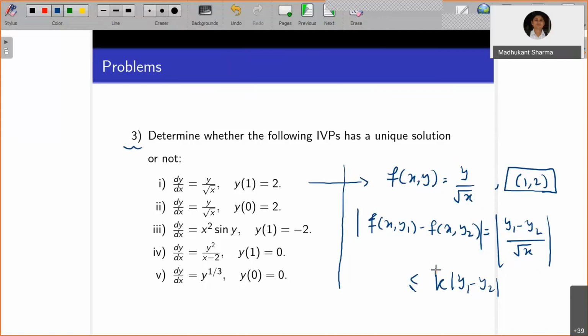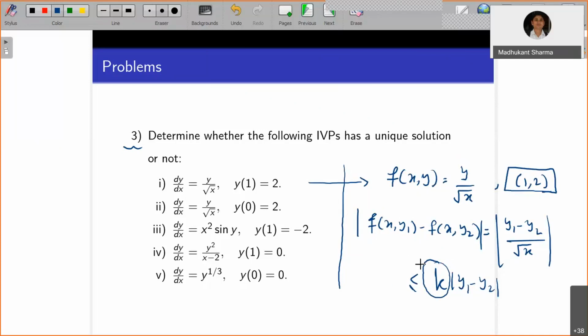So you can try to get that interval where 1 by root x is less than or equal to k. You can verify: 1 by root x less than or equal to k if and only if root x is greater than or equal to 1 by k, or you can say 1 by k square is less than or equal to x, and so on. You can work it out roughly in the inverse manner as well. Then you can certainly identify what the possible rectangle will be here.